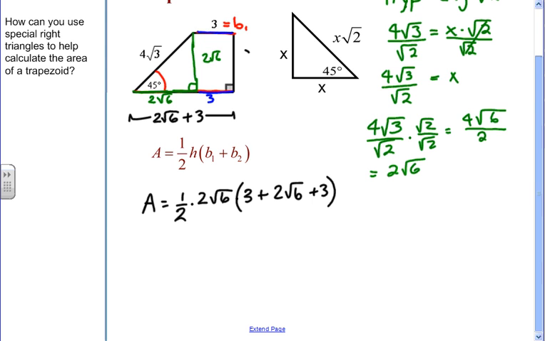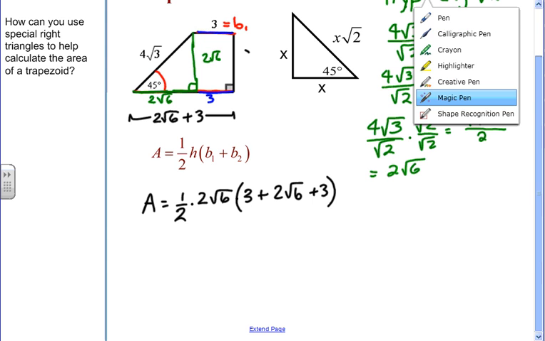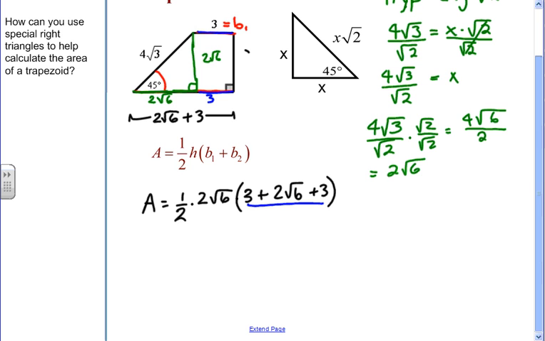So now we have to simplify this. First, let's do what's in the parentheses. What's in the parentheses is 3 plus 2 root 6 plus 3. Combining like terms, I can add 3 plus 3 together and get 6. So really, the only thing I can do here is make this 6 plus 2 root 6. Now, outside the parentheses, we can multiply 1/2 times 2 root 6. Think about that as 2 over 1. 1/2 times 2 over 1 is 1. So this becomes 1 root 6.